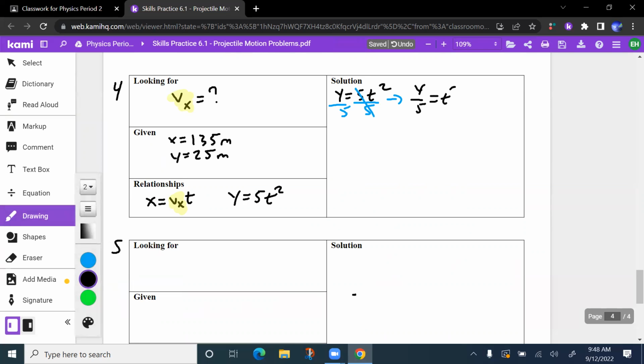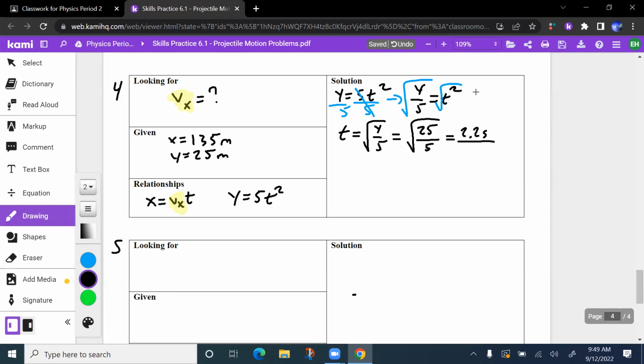Y over 5 equals t squared, square root. Okay, t equals the square root of y over 5. Now, y is 25. So we're going to go 25 divided by 5, which is of course 5. But then you have to square root that. Square root of 5 is about 2.2. So it takes about 2.2 seconds to land.